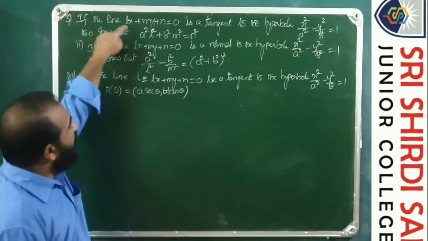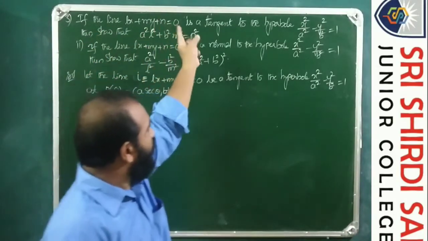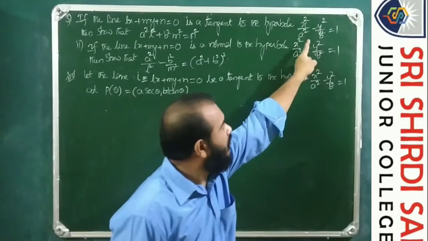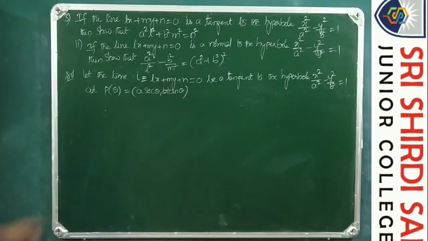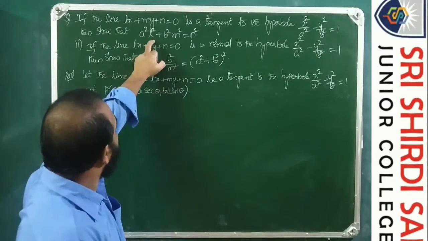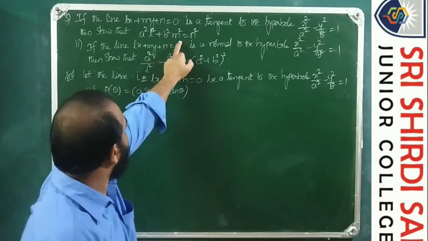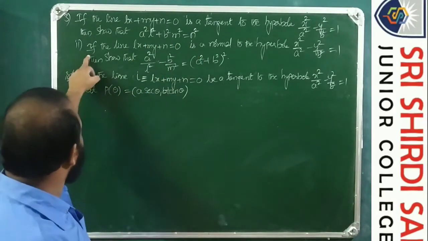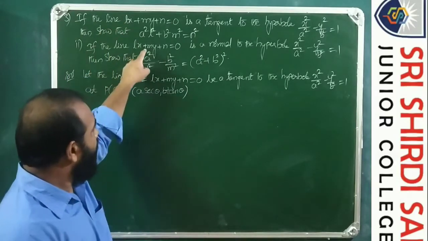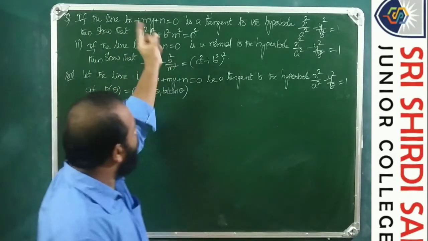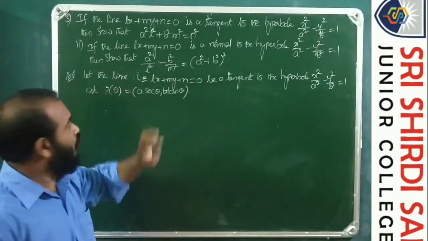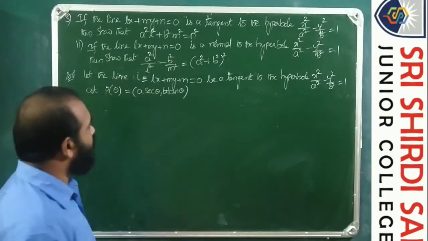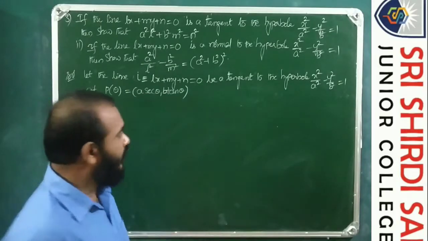If the line Lx plus My plus N equals 0 is a tangent to the hyperbola x square by a square minus y square by b square equals 1, then show that a square L square minus b square m square is equal to n square. The second part is, if the same line Lx plus My plus N equals 0 is a normal to the hyperbola, then this is what we need to prove: a square by L square minus b square by m square equals a square plus b square whole square.